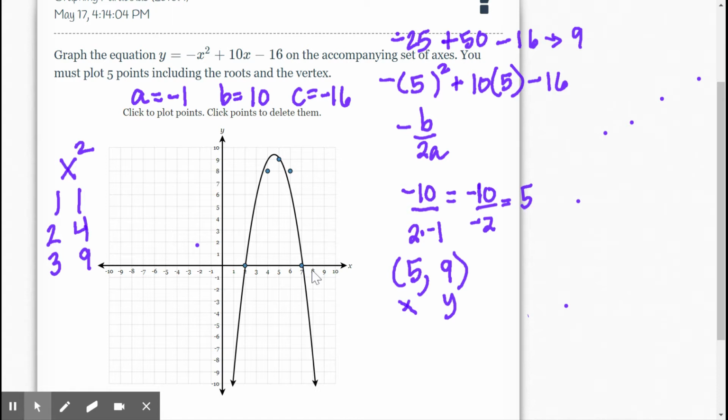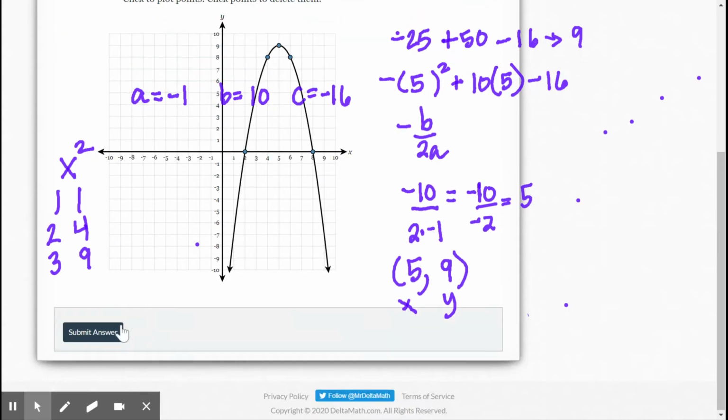What, Miss Austin, what did I do? That isn't right. Did I go too far over? 1, 2, 3, okay, 1, 2, oh, I didn't go over far enough. There we go. Okay, everything lines up. I got the vertex, I've got 5 points, and 2 of them include the roots. I'm going to hit submit.